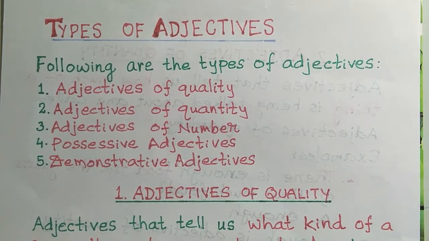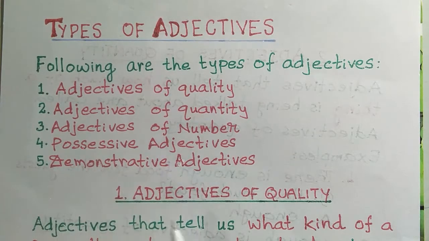Dear learners, in this video we will discuss types of adjectives. You already know what an adjective is. An adjective is a word that qualifies a noun. An adjective is a word that describes a noun. An adjective is a word that gives some information about the noun.